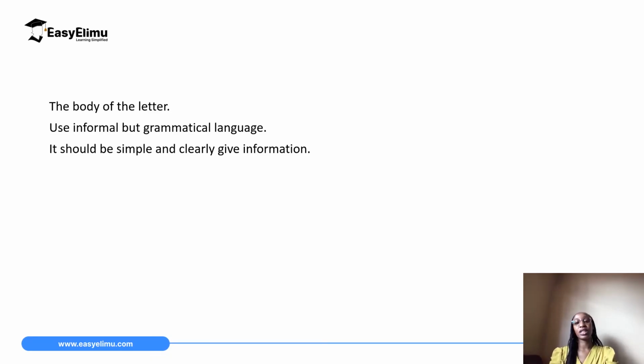Maybe you're writing this letter to invite your friend to a birthday party, a graduation party, or a farewell party. So remember to also include the information for the main purpose of writing the letter. At the end, we are going to have a look at a sample of an informal letter, and we will see what is included in the body of that particular letter.